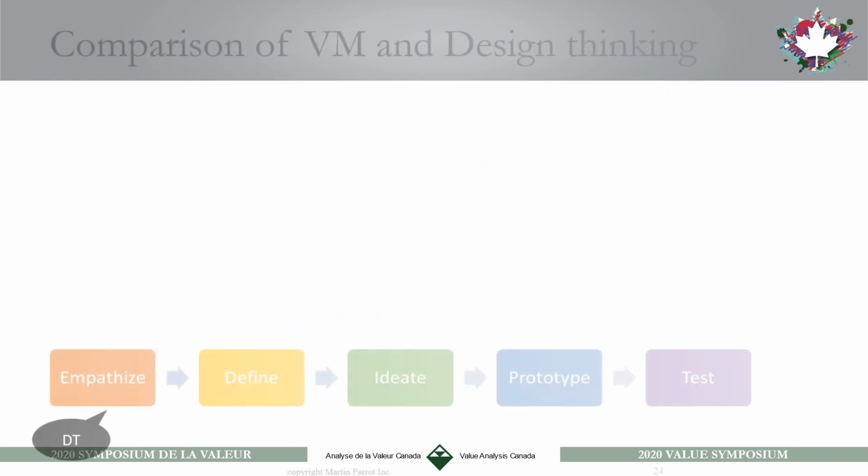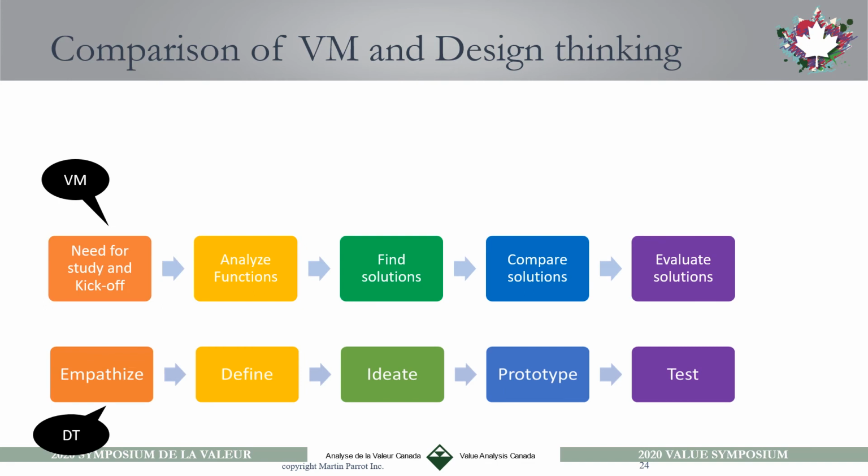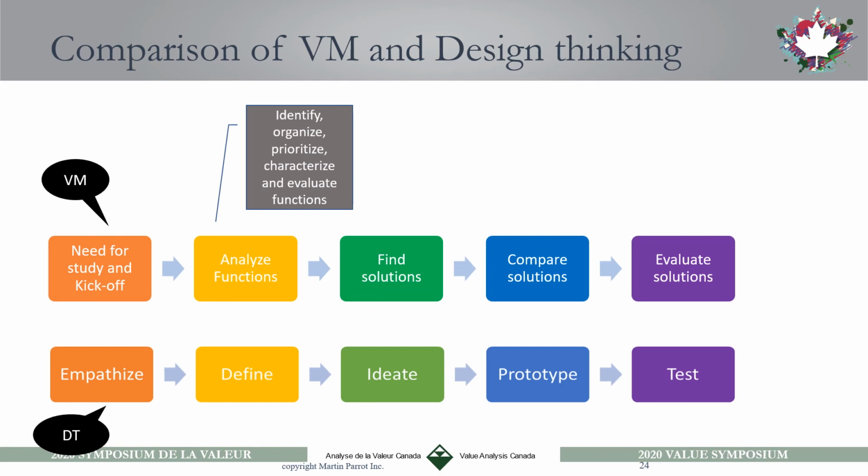So if we compare the two, there's the value management process on top and the design thinking process on the bottom. So we have a need for study and kickoff, which is where we listen to a user and understand that they have problems and they need a solution to solve these problems. We analyze the functions, which is identify, organize, prioritize, characterize, and evaluate the cost of these functions, which is the same as defining. So you talk to your users, you understand their problem, and then you define this problem statement, which is what you're trying to solve.